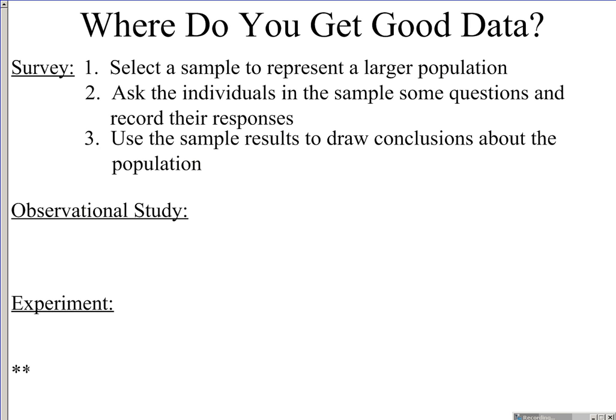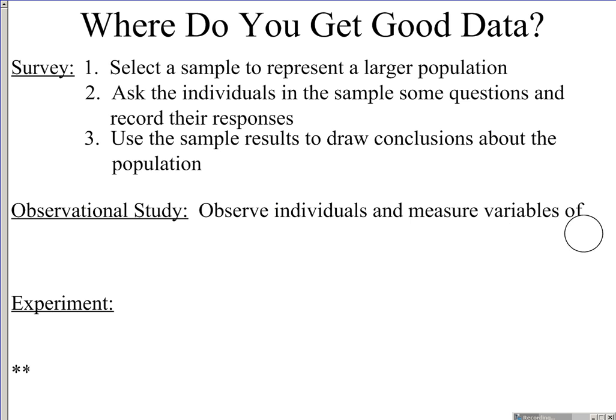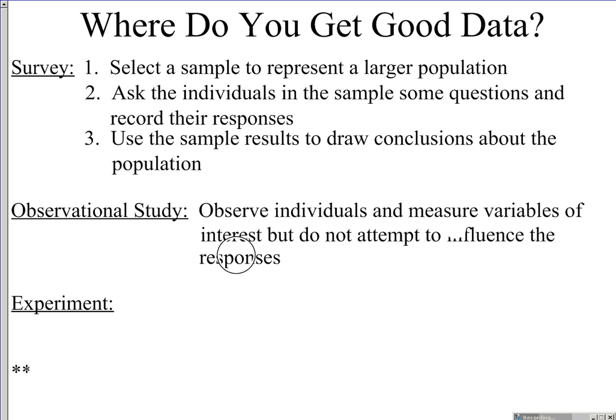The second way that we can obtain data is through an observational study. Just as the name says, you simply observe individuals and you measure variables of interest, but you do not attempt to influence the responses. So in an observational study, you just simply observe.